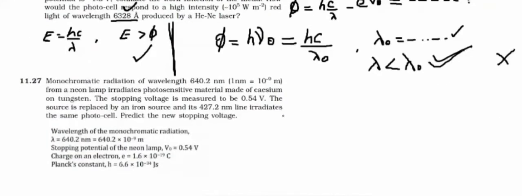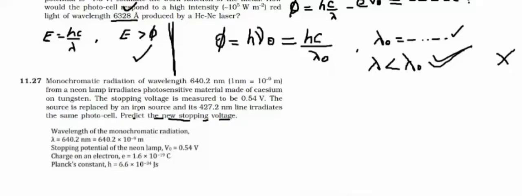Question 27 again. We have monochromatic radiation, the wavelength is given, then the stopping potential is there, the electron charge, and Planck's constant. What you have to find out is to predict the new stopping voltage. So here, what is common you have to see.